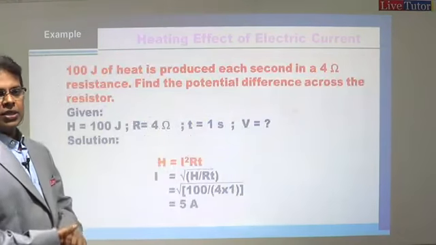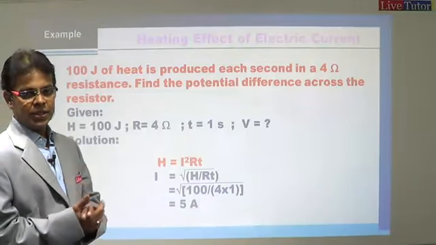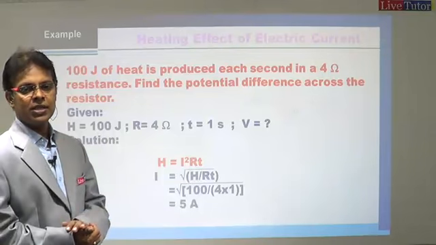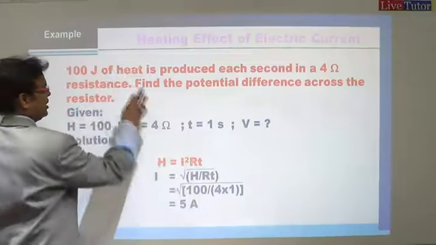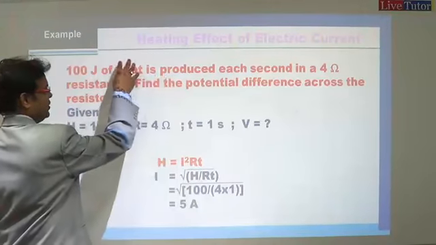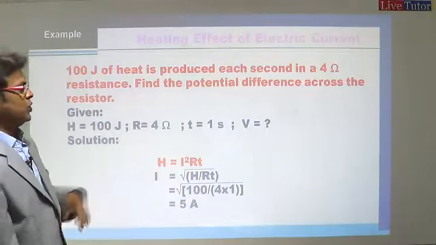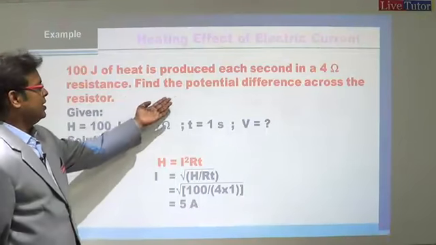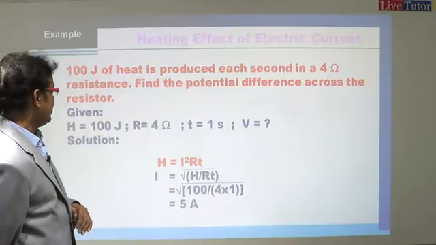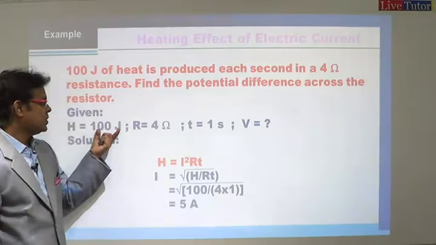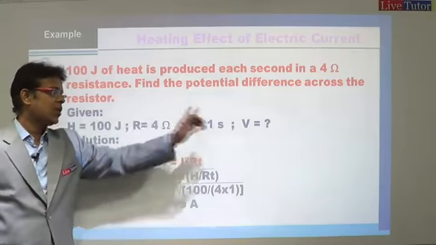So the next question is, 100 joules heat is produced each second in a 4 ohm resistor. Find out the potential difference. So straight away when you are talking about heat in an electric circuit, you can remember I square RT is the formula we are going to use. Resistance is given, and the potential difference across the resistor is to be found out, and the value of heat energy is given. H is 100 joules, resistor is given, and each second is given. So since each second, T is equal to 1 second.